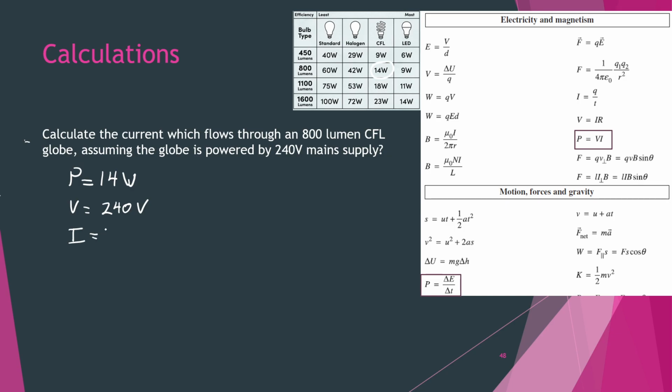Now, because we have P, V, and I makes our solution pretty easy, we're going to use the equation P is equal to V times I and rearrange to make I the subject. That will give us P on V as a way to calculate it. All we need to do is substitute to solve. It should give us an answer of 0.058 amps to two significant figures.